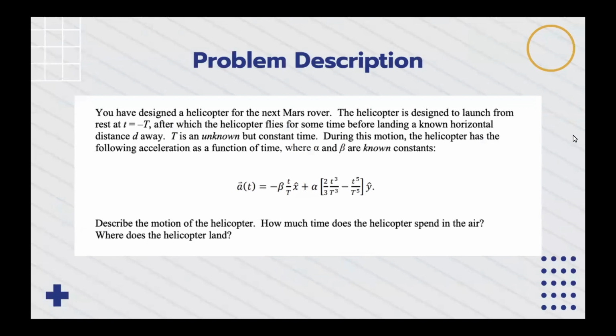So this is our problem description. You have designed a helicopter for the next Mars rover. The helicopter is designed to launch from rest at little t equals negative capital T, after which the helicopter flies for some time before landing a known horizontal distance d away. Capital T is an unknown but constant time. During this motion, the helicopter has the following acceleration as a function of time, where alpha and beta are known constants. And then we're given the acceleration formula. And then we're asked to describe the motion of the helicopter.